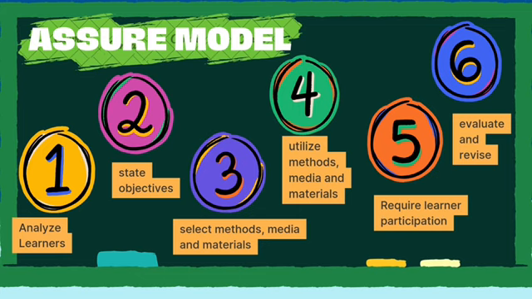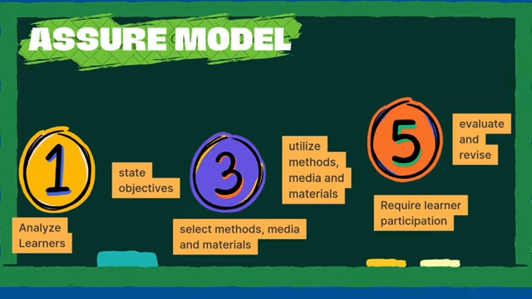In conclusion, the Azure model consists of 6 key components essential for successful instruction, which is first to analyze learners. Next is to state objectives. The third one, select methods, media, and materials. Next is to utilize methods, media, and materials. And then the fifth one, require learner participation. And lastly, evaluate and revise. This is a basic overview of the Azure model.